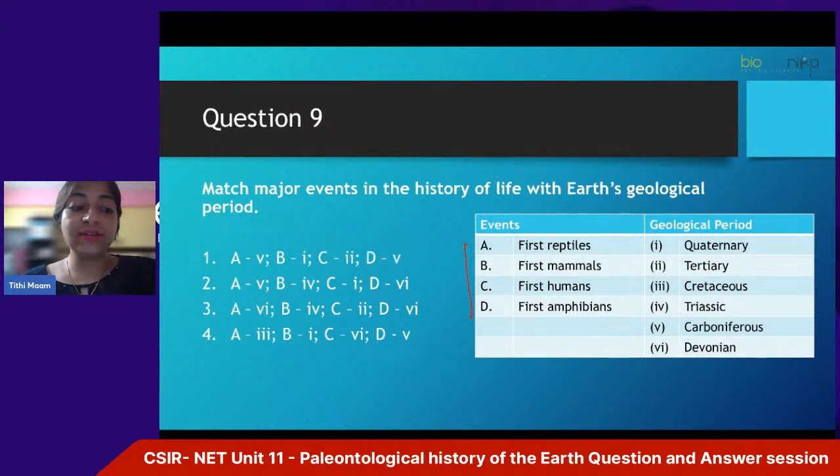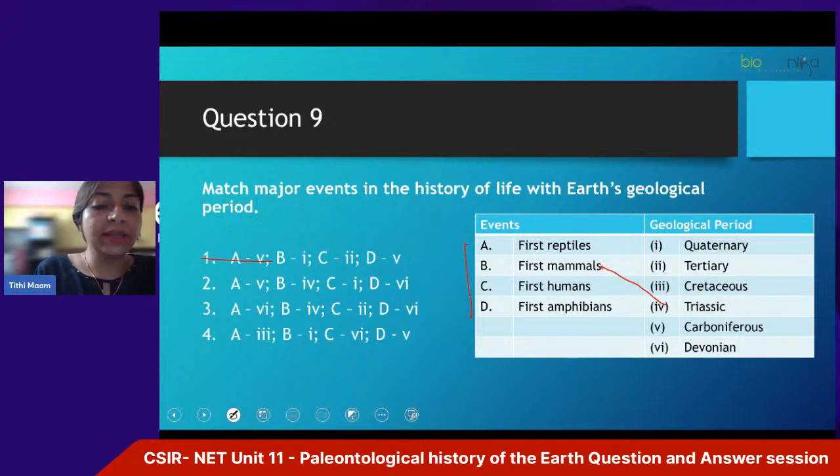Good, the answers are coming in, and I must say, all the answers are correct. Excellent. So let's start with mammals, right? We were just talking about the evolution of mammals. So, first mammal, Triassic, we already know B is 4. So, when you see B4, automatically 1 and 4 are eliminated. You are left with 2 and 3, right?